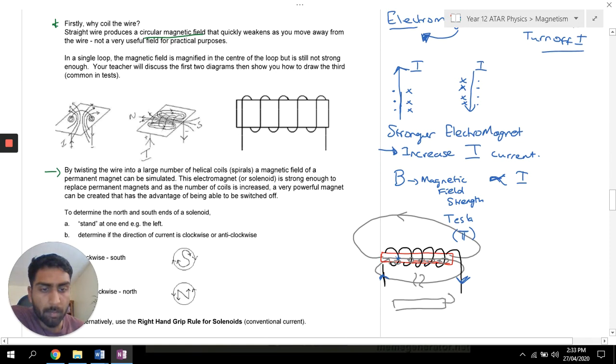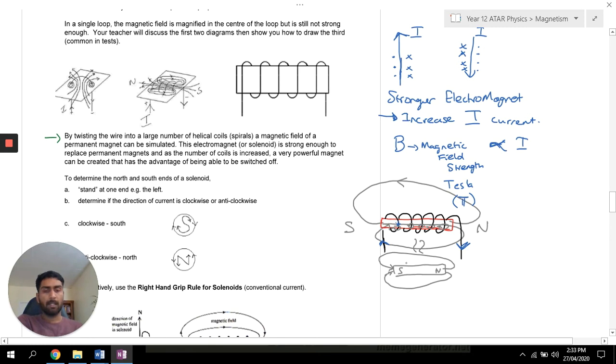If you had a bar magnet and you had a field going like this and like this, what type of field would it be? Well, look, it's going from north to south. So this side is the north pole of the solenoid, and this side is the south pole of the solenoid, because it acts like a bar magnet. This is one way that you can very easily tell.